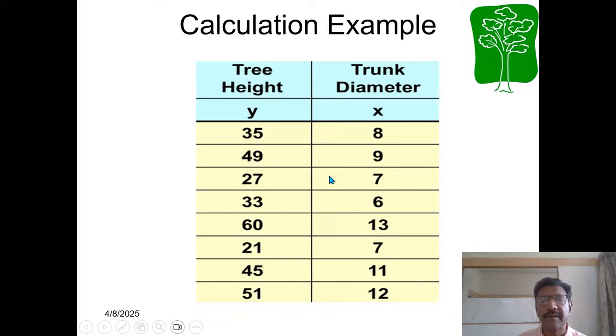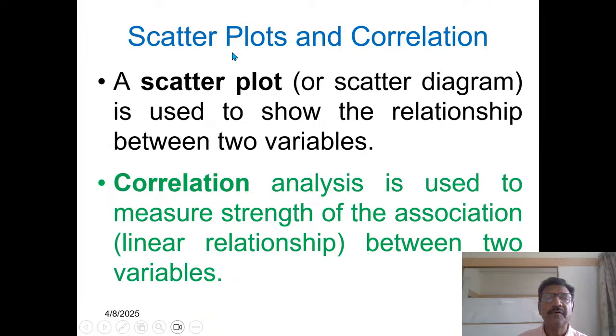Then we have to build the linear regression model. Whenever we consider a trunk diameter other than these values, it may be 15, 20, like that, we have to find out the tree height. If such examples are there, at that time we use the linear regression algorithm. Before this, we have to understand the scatter plot and what correlation is.